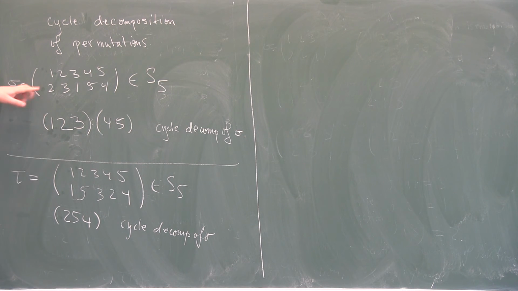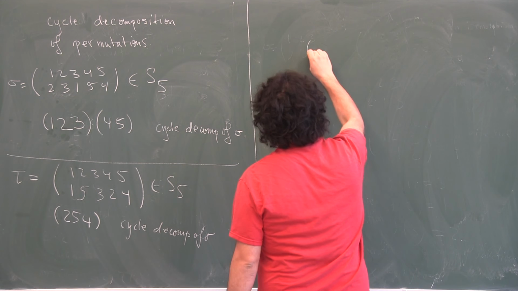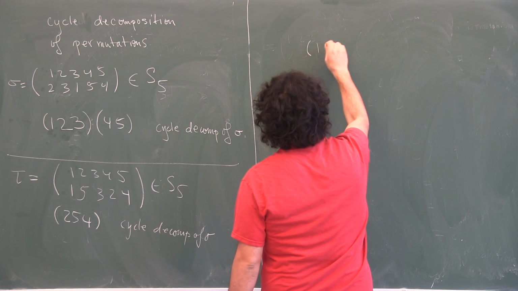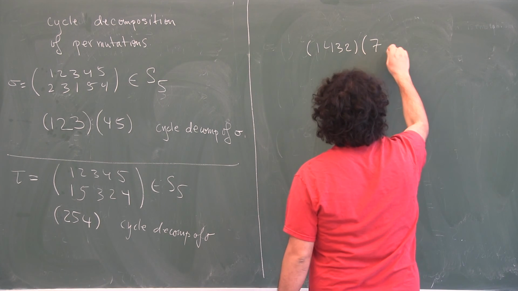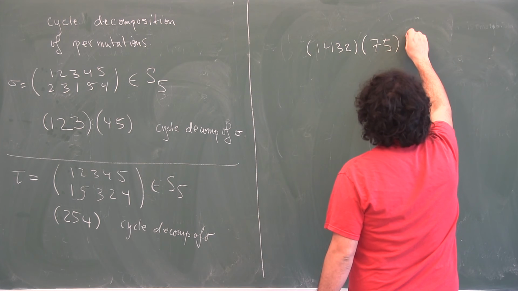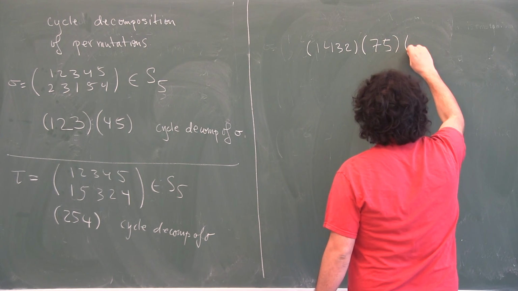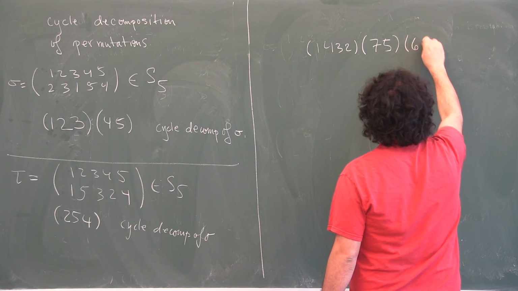Okay? And similarly, let's now do an example where we start from a product of cycles and we understand what it means in this notation, which is maybe closer to the original function notation. So let's start with the product of cycles. (1 4 3 2) times (7 5) times (6 8).